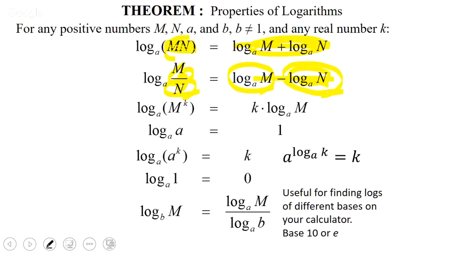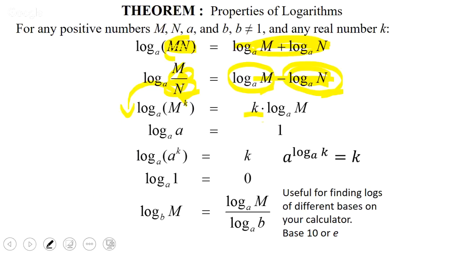Here we have log a of m to the k power. So when I have a power, I can bring the power to the front, so I can multiply that k to the front. So remember, once again, when I have a power on the outside, I multiply. So that's why properties of powers. So there, I just can bring that k out in front.